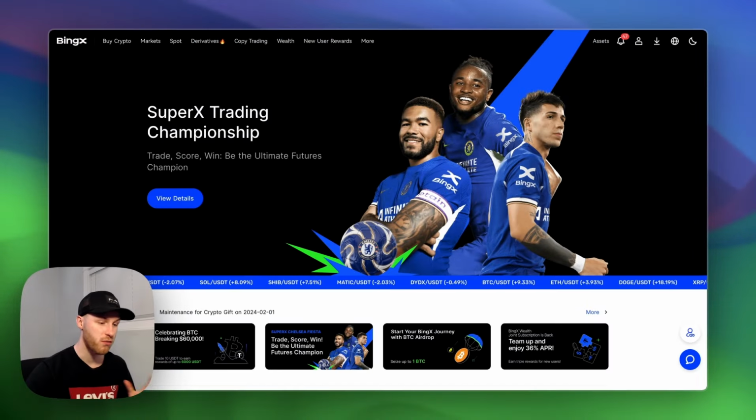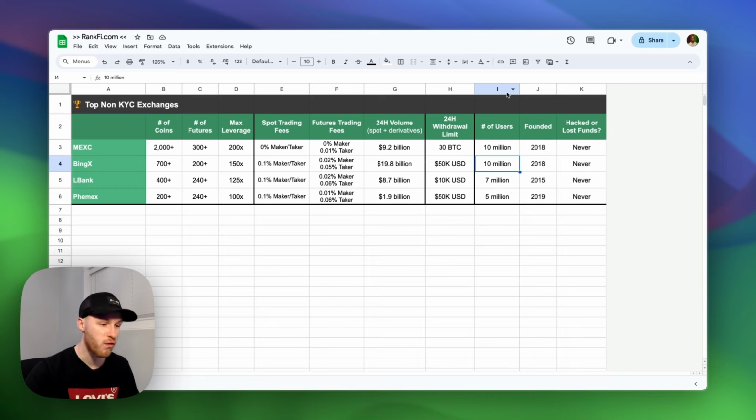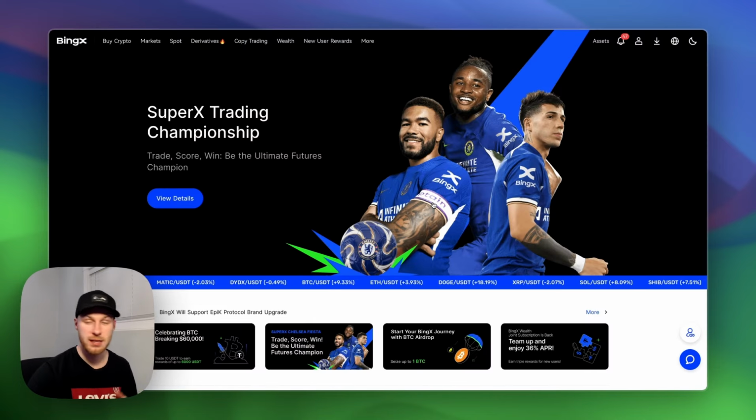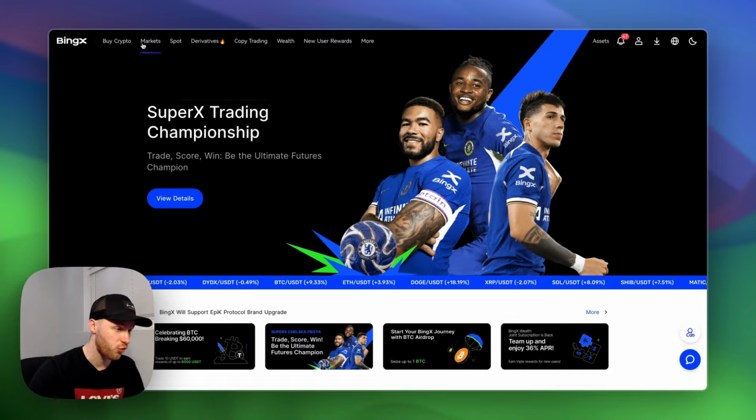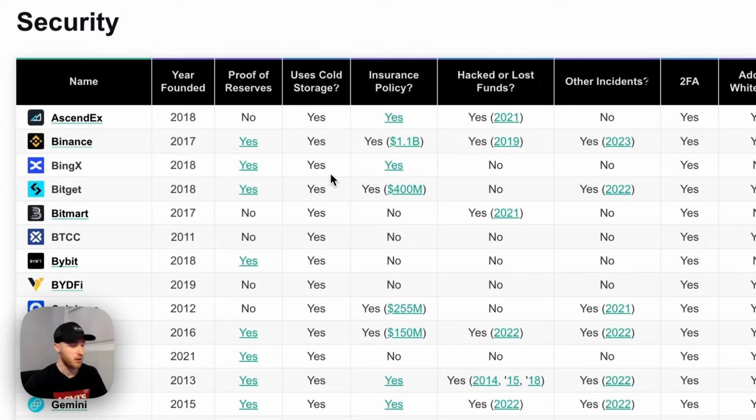Platform number two, we have BingX. This platform also has over 10 million users, and it's the largest exchange on this list in terms of trading volume. I think BingX has a good reputation overall.